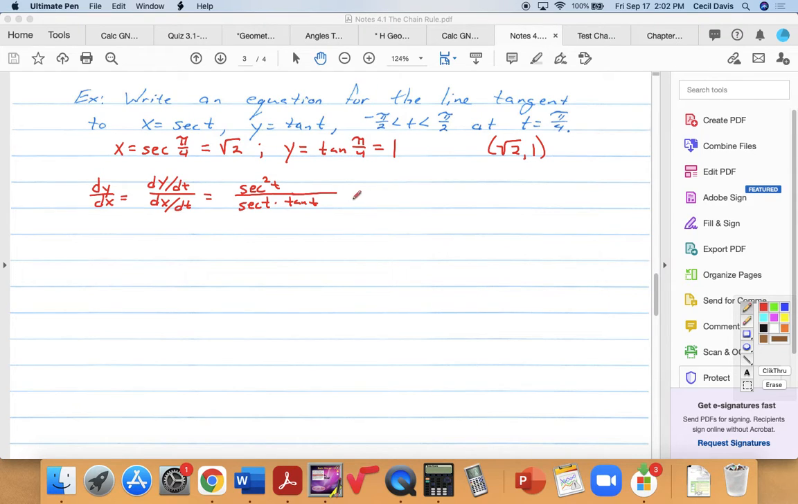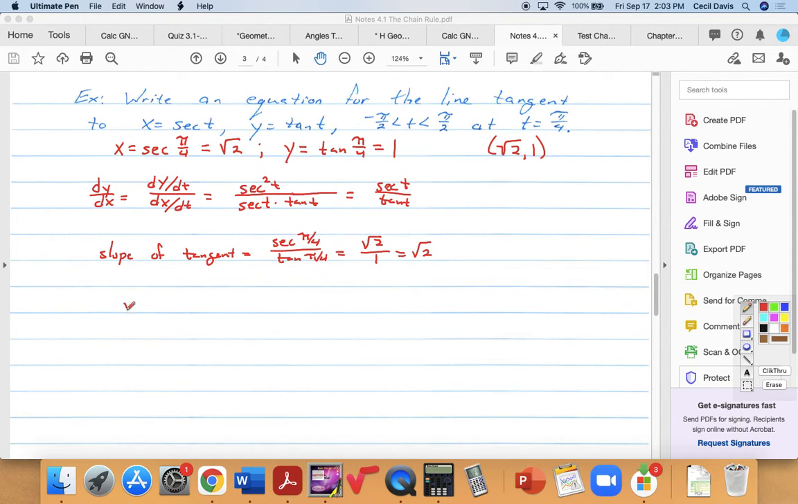Notice here on this that I can factor out one of the secants. So this will be secant of t over the tangent of t. So then the slope of the tangent would be equal to secant at pi over 4 over tangent at pi over 4, both of which we've already calculated, because secant at pi over 4 was the square root of 2 and tangent at pi over 4 was 1, so this is the square root of 2. That was nice. That made this a little easier.